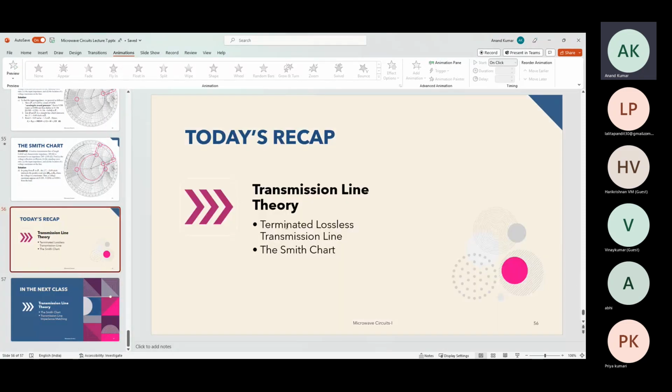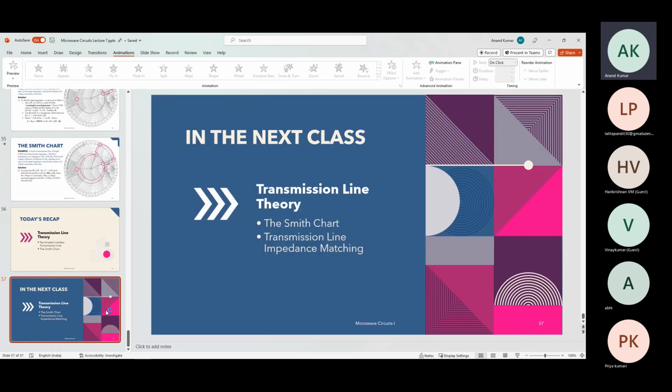So for today's recap, we covered everything that was left in the terminated lossless transmission line special cases. We started with the Smith chart, and in the next class we'll look at some examples from the Smith chart and start with transmission line impedance matching.